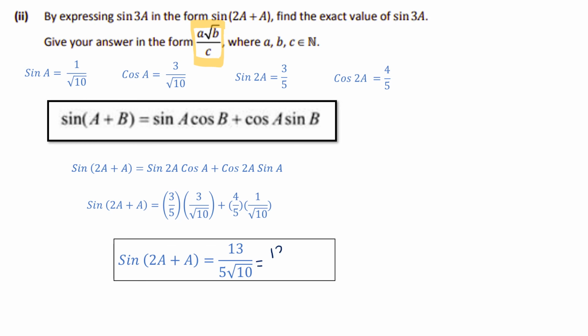And we end up with 13 root 10 all over 50.